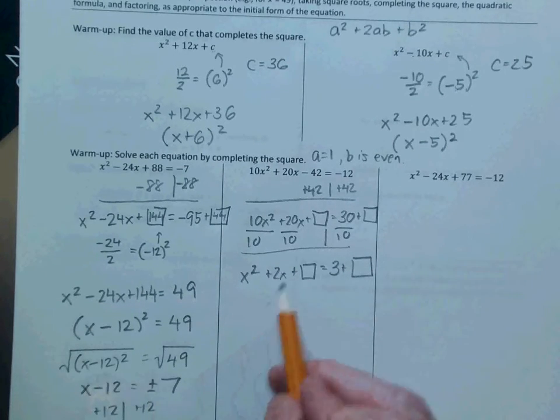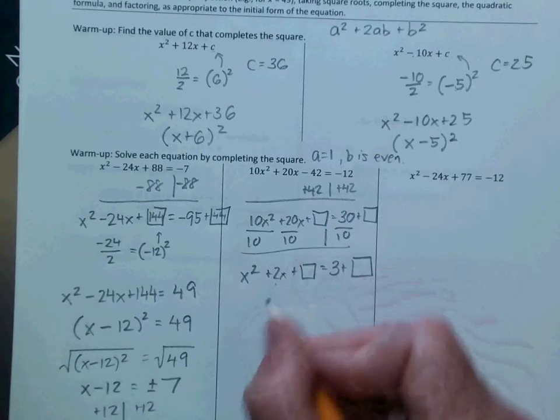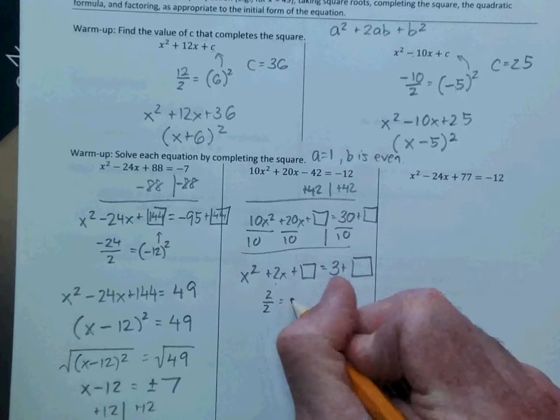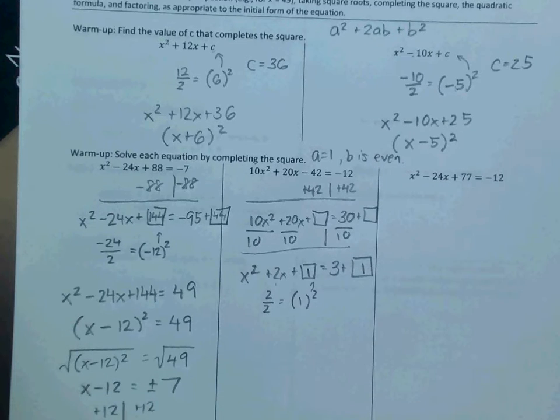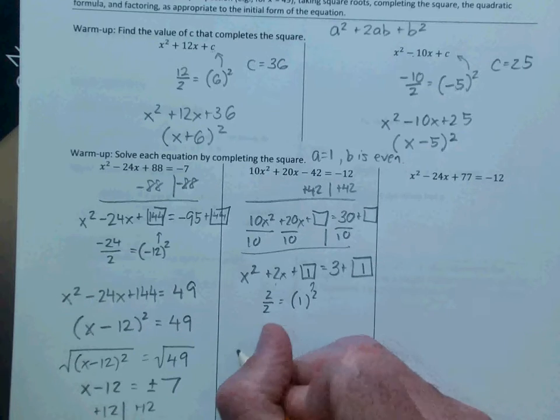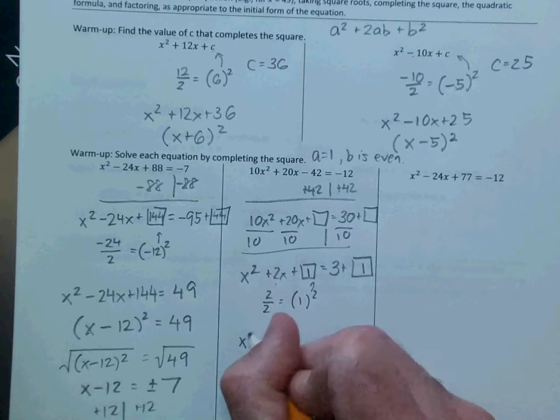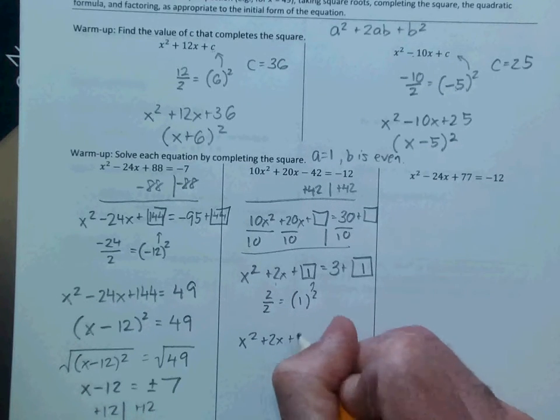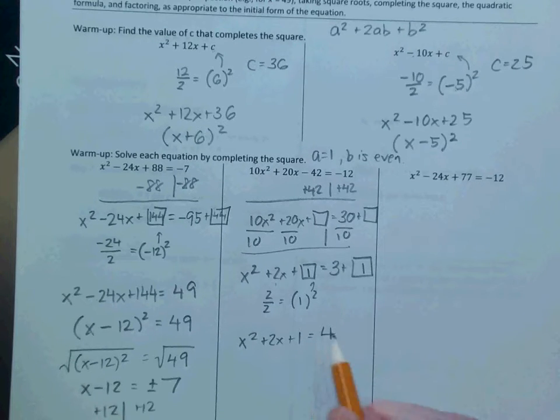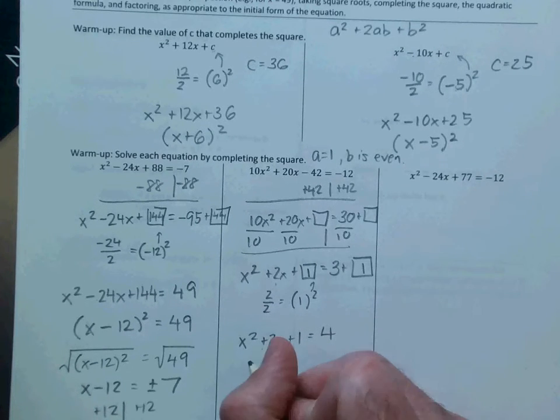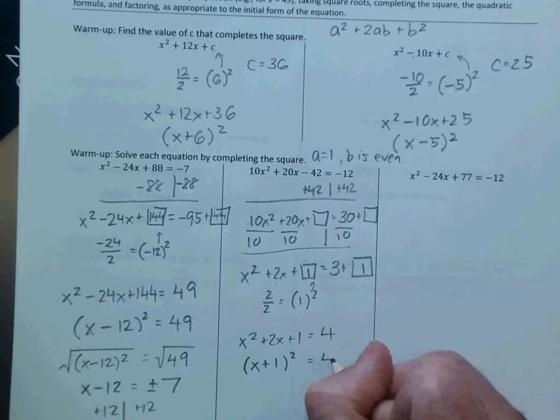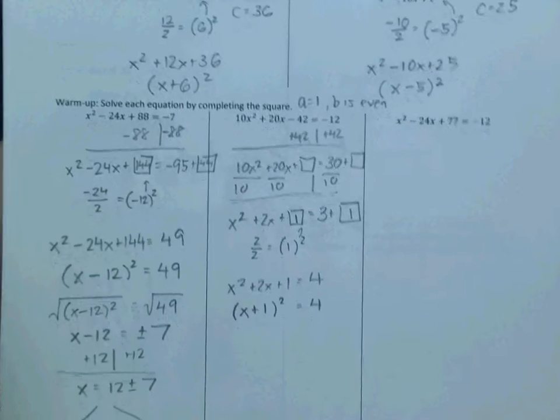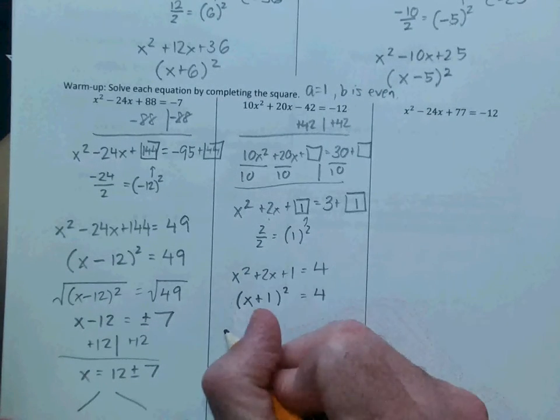So now, to figure out what goes in the box, I'm going to take my b. 2 divided by 2 equals 1. Square it. That goes in the box on both sides. That's why I like to write the box on both sides. And so I will get x squared plus 2x plus 1 is equal to 4. The left-hand side is a perfect square trinomial. X plus 1 quantity squared is equal to 4. I can now solve this using square roots.